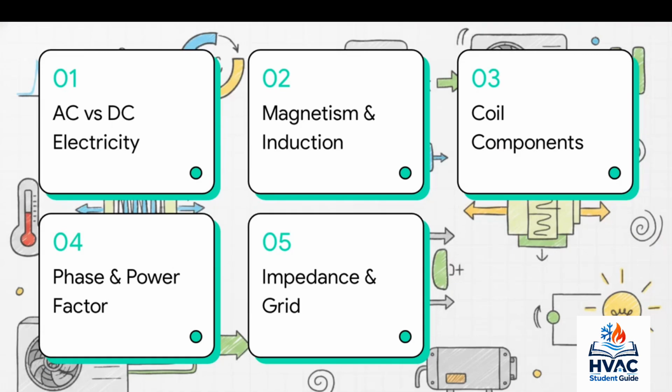Okay, here's our roadmap for today. 1. AC versus DC electricity. 2. Magnetism and electromagnetic induction. 3. Components driven by coils. 4. Phase shifts and power factor. And 5. Impedance and power distribution. We're going to build a really solid foundation of basics before we tackle any of the complex math.